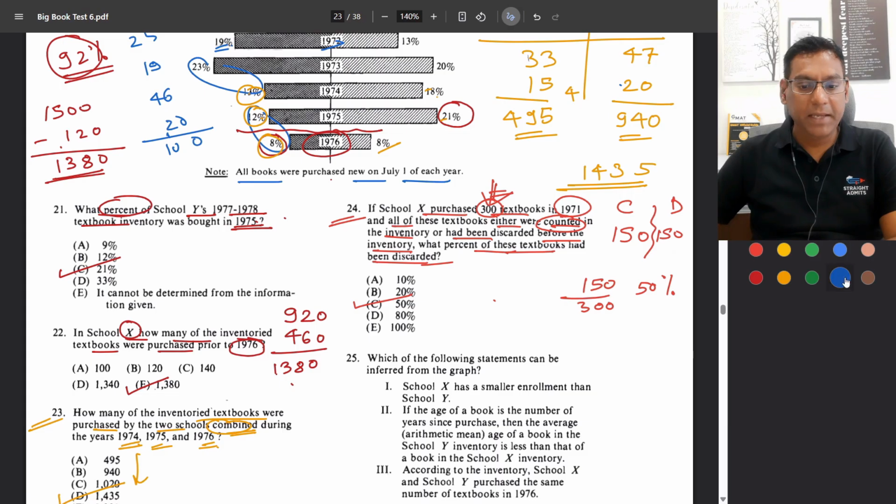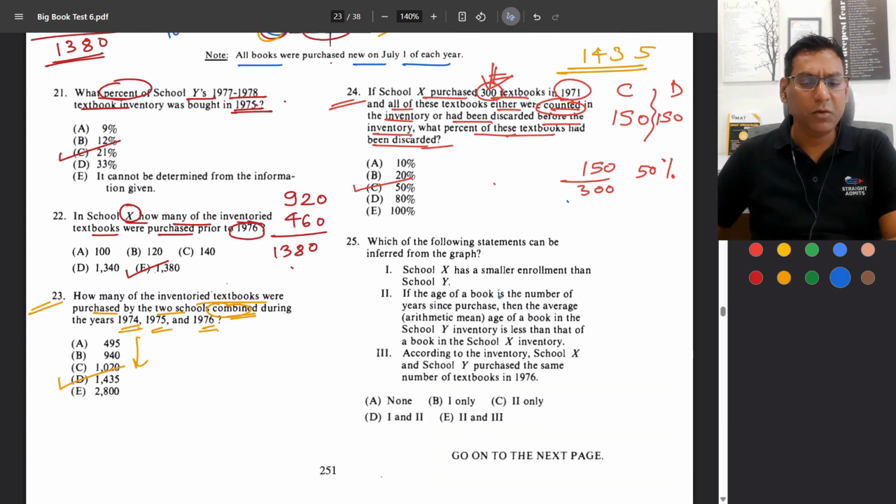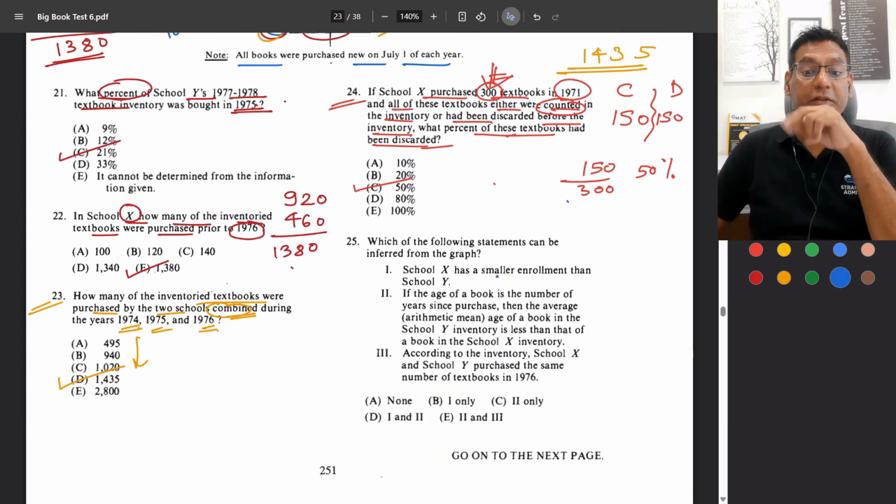Quite tricky to understand the scenario. I'm liking this graph so far. Quite different from the type of graph that we have been solving. Okay, question 25. Which of the following statements can be inferred from the graph?